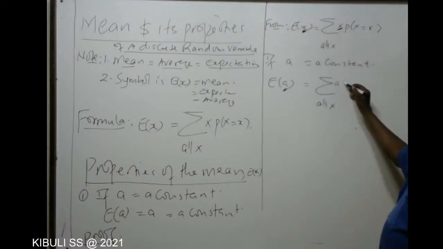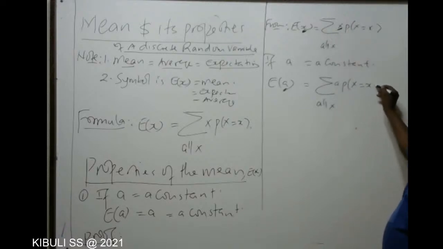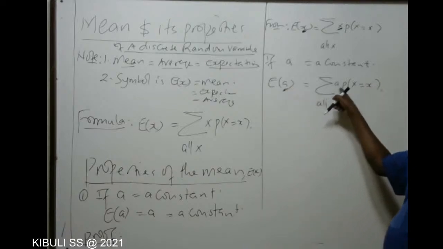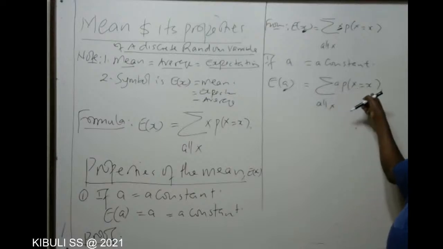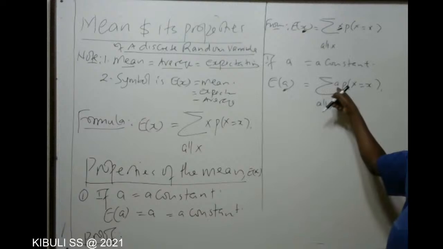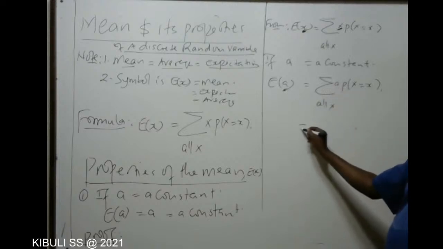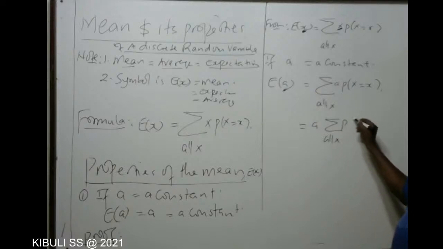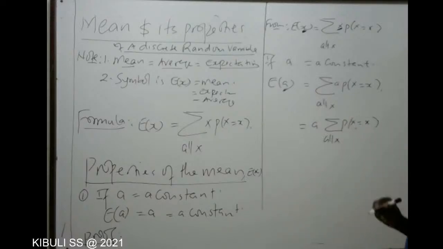So this will be equal to A, probability of X is equal to what? X. Now, given that this one is a constant, since we are summing A's and their respective probability, we can pull out a constant from our basic algebra. So this will be equal to A, the sum of all of X, probability of X is equal to X.